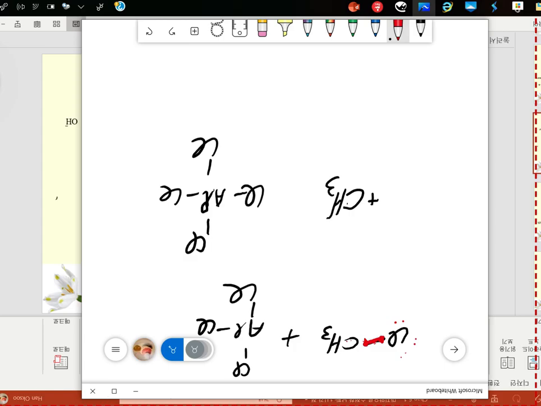Now you have to decide whether these electrons move to carbon or to chlorine. Obviously, the two electrons will move to chlorine, so you have to draw an arrow like this. Then it becomes CH3 plus and you generate Cl minus.